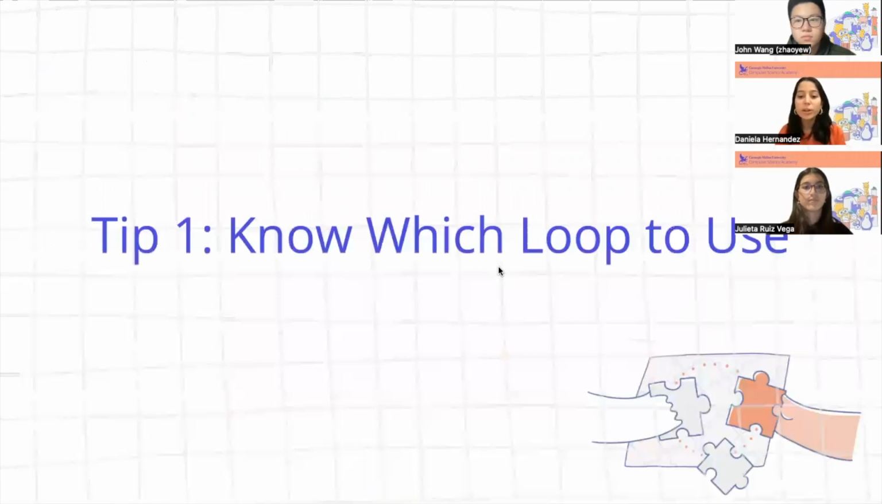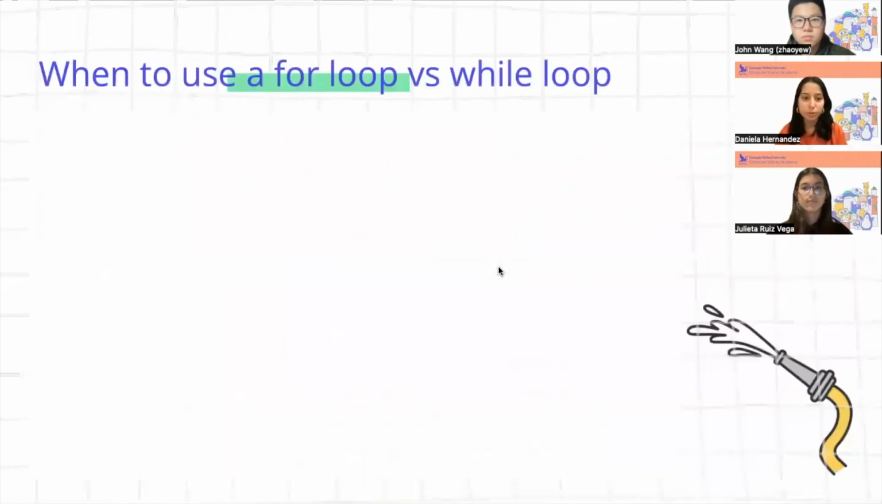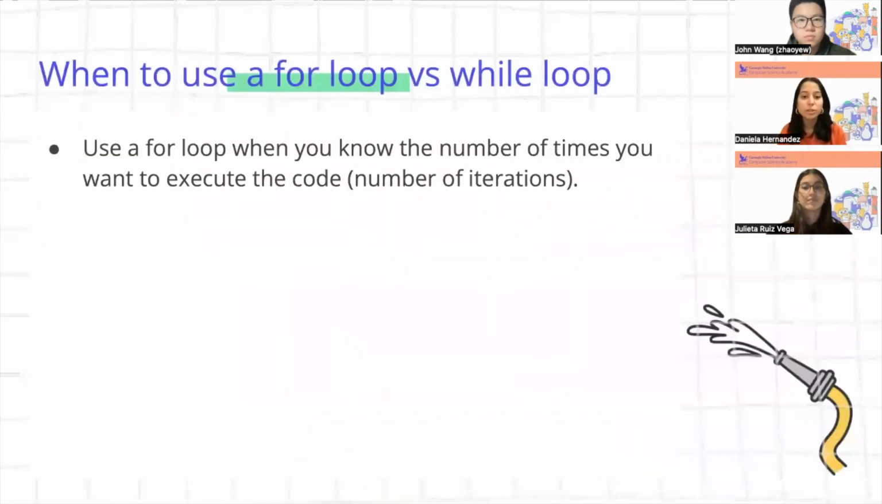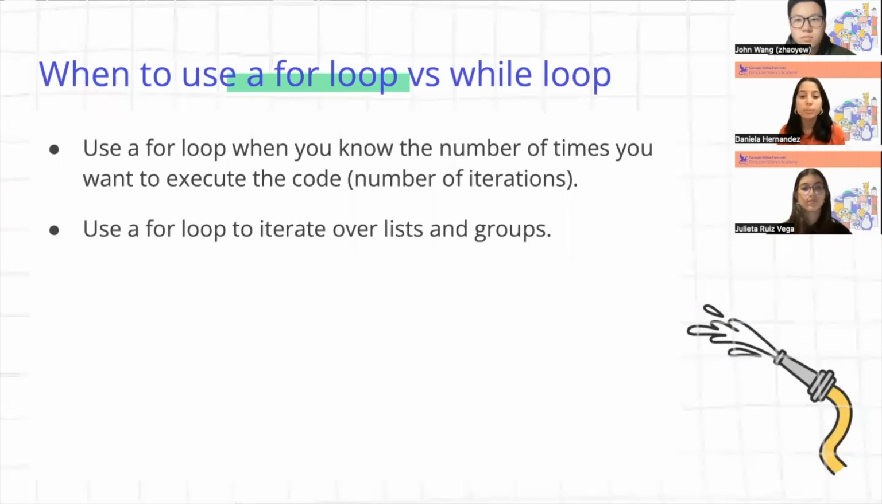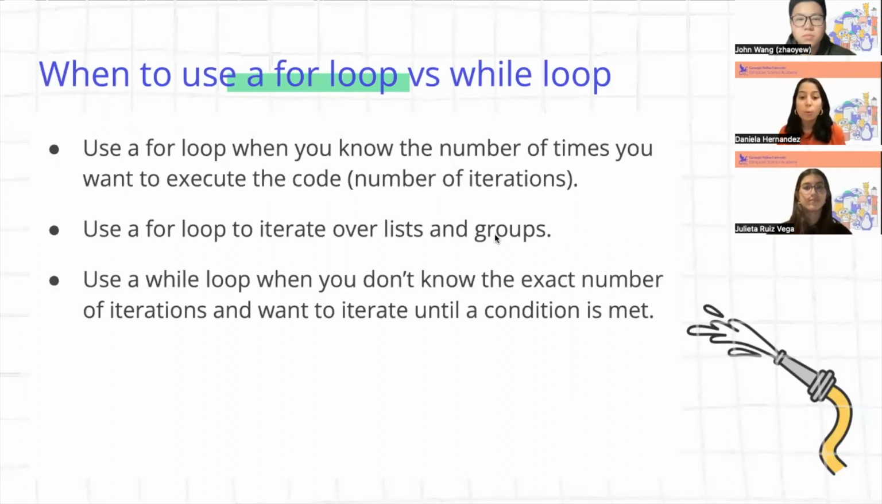Now, when do we know which loop we want to use? So like previously mentioned, use a for loop when you know the number of times you want to execute the loop, when you have the number of iterations. And this is usually going to be when you iterate over lists and groups. Now, for while loops, you use them when you don't know the exact number of iterations and want to iterate until a condition is no longer met.